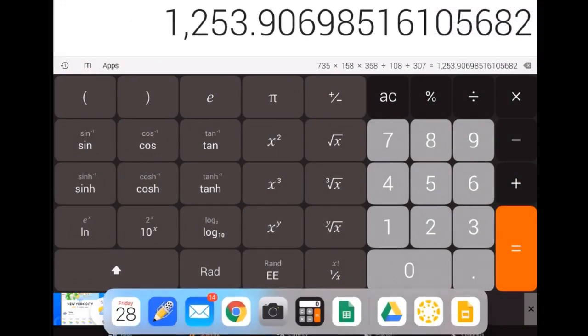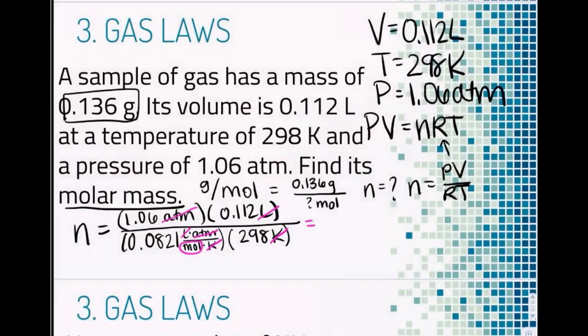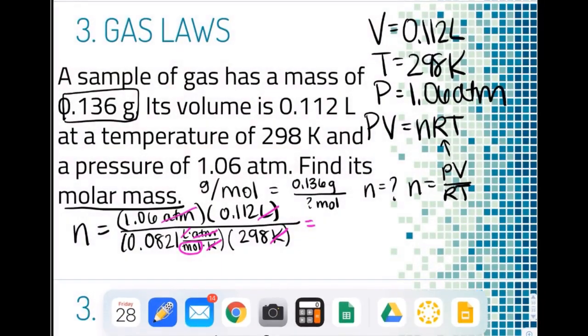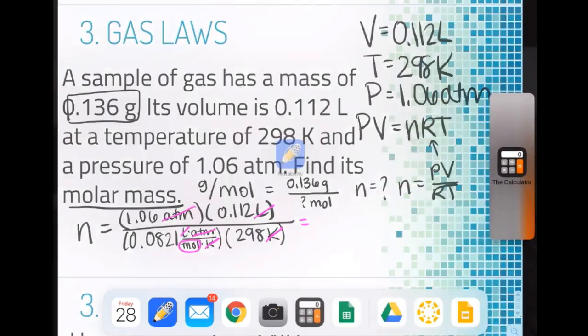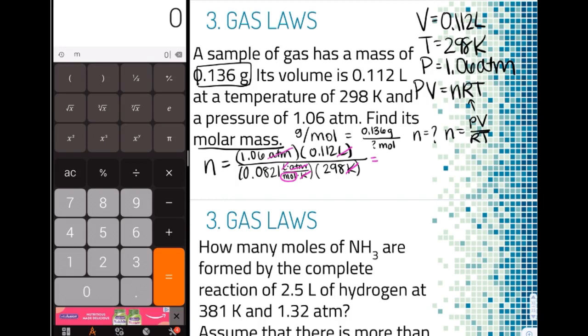And I get 1.06 times 0.112 divided by 0.0821 divided by 298. Okay, hopefully that fixed things. I restarted my program. So I wound up with 0.0048525. And that is your answer. We will be rounding to 3 sig figs, so you will keep these three numbers. Oh sorry, we're not rounding quite yet, but we will box those sig figs because we will be using those numbers outside of the box in our next math.